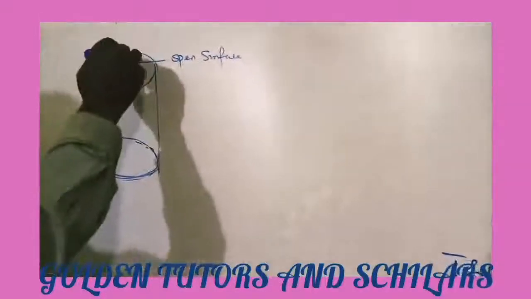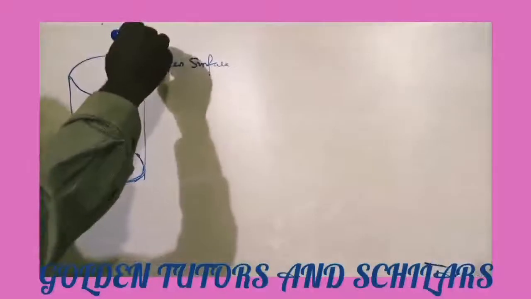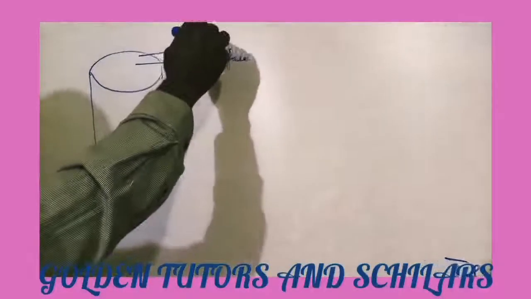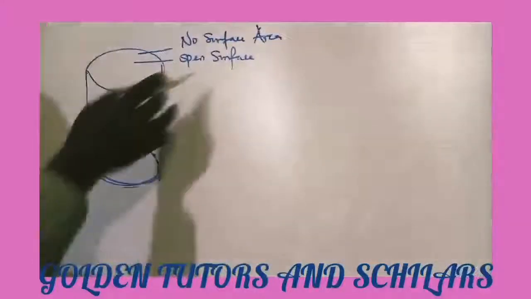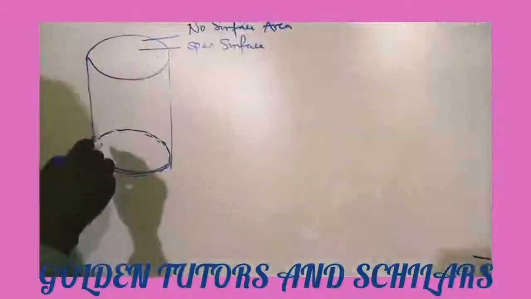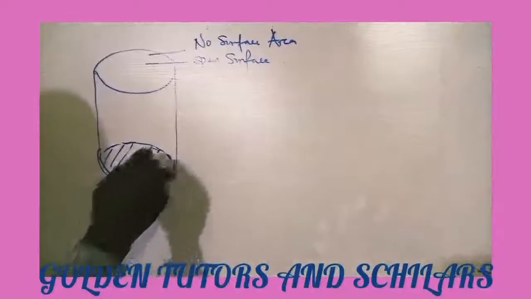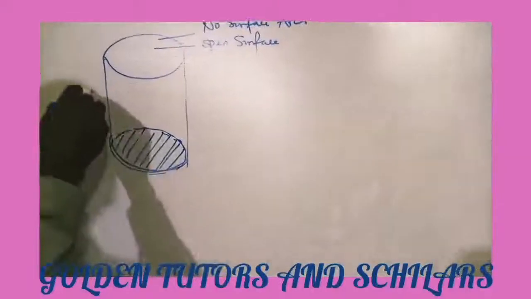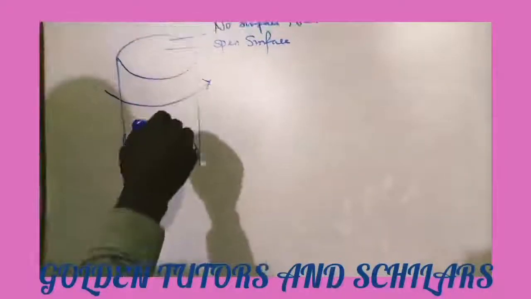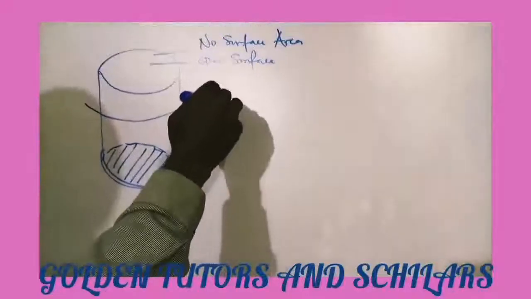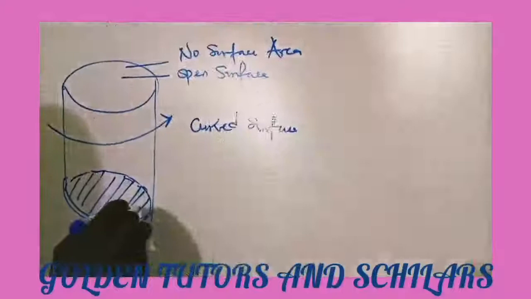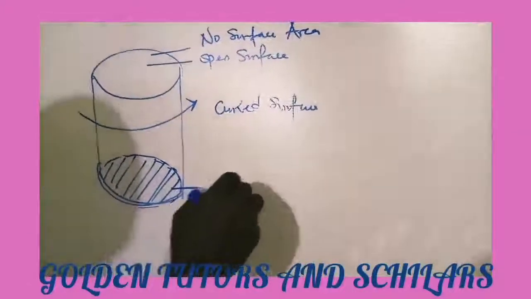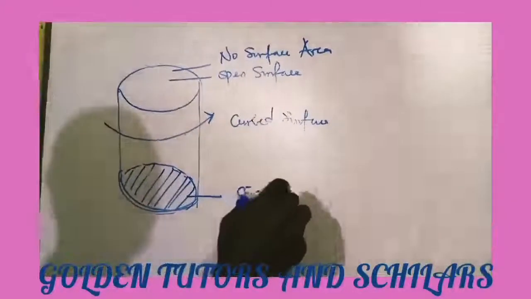We cannot determine this area. There's no surface area here. It is open, so there's no surface area here. We only have surface area for this because this is where it is closed. In that case, we only have a curved surface and just one circular surface.